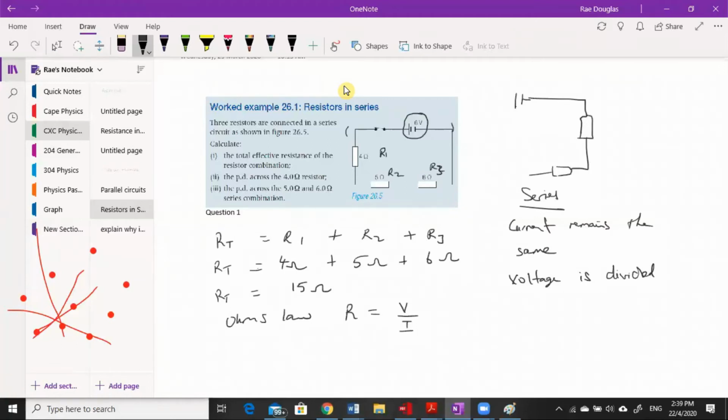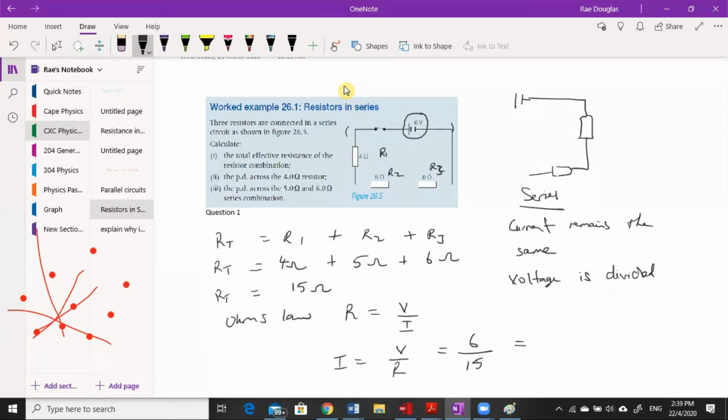Just a while ago, I found the total effective resistance of the combined resistors. That would have given me 15. Let us manipulate the formula to make I the subject. So by transposition, I is equal to V upon R. V is 6 and R is 15. Now somebody work the maths and tell me what's going on here.